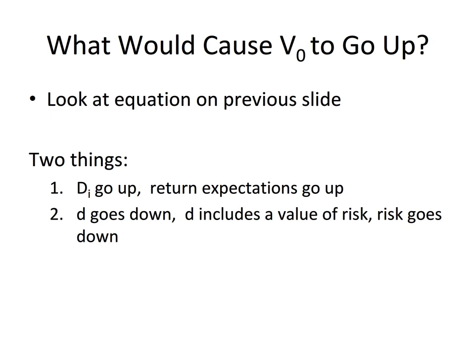So what we're going to do is see V sub O change day to day, and it will go up or down. But in this class, we're asking what the current stock price is, and what will cause it to go up. And again, here you can get some intuition behind that by looking at the equation on the previous slide. Two things will cause the price to go up.